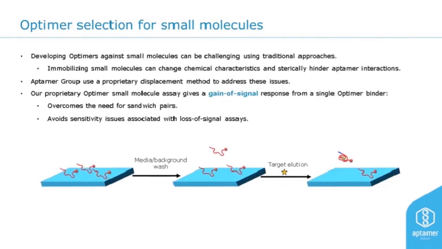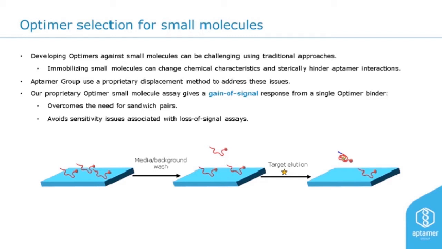Small molecules are a little bit different. Small molecules, as the name implies, are very small. So generating an aptamer against these requires a slightly different process. Here what we do is rely on the flexibility that comes with the DNA backbone to allow the aptamers to wrap around their target. So they undergo quite significant conformational changes when they bind to their target.